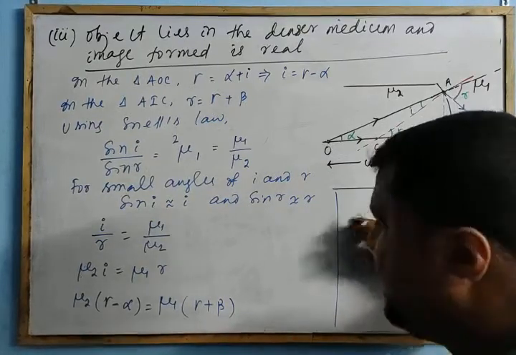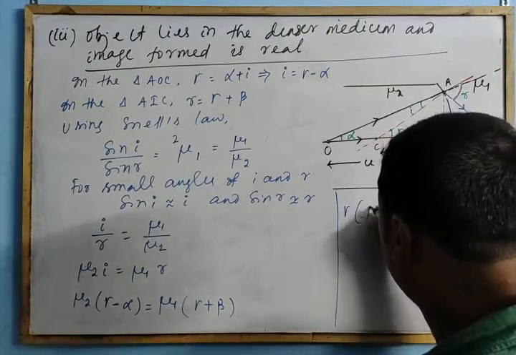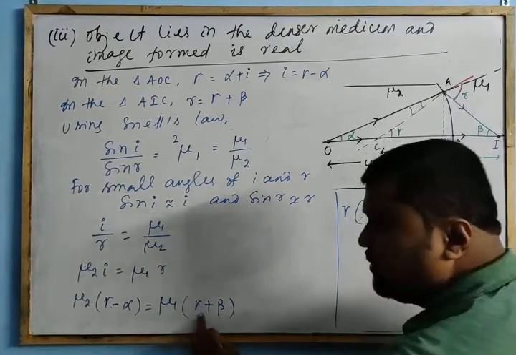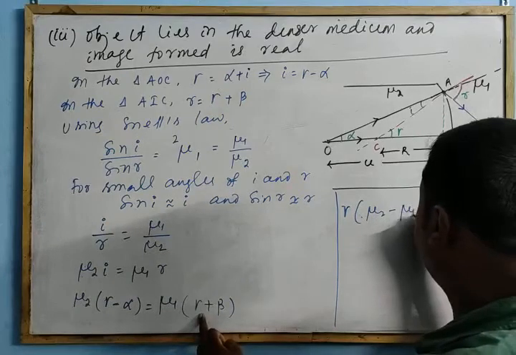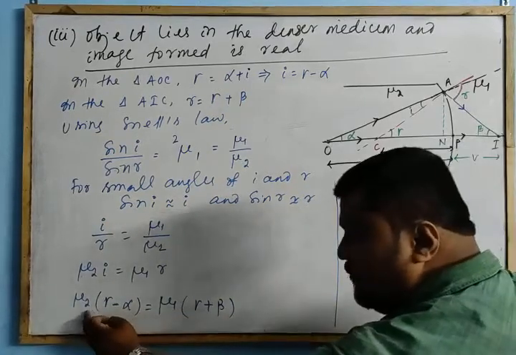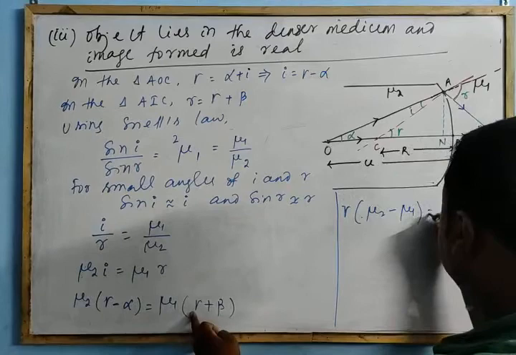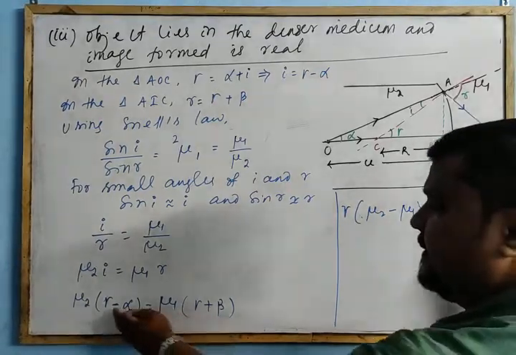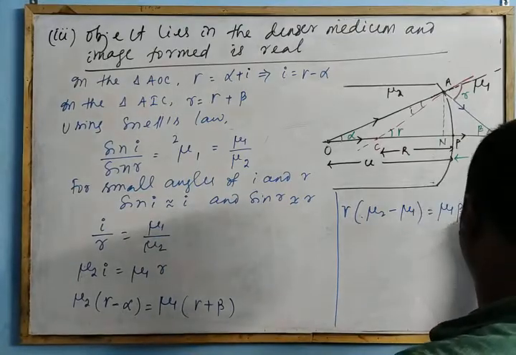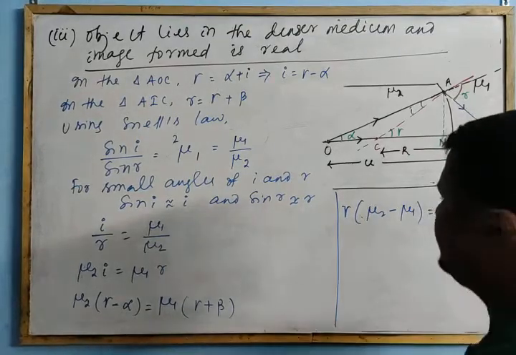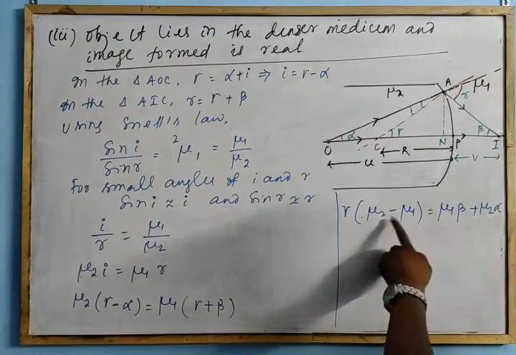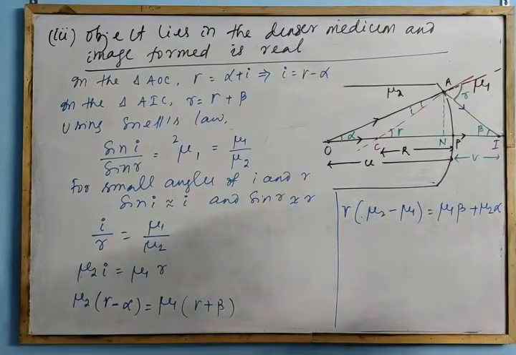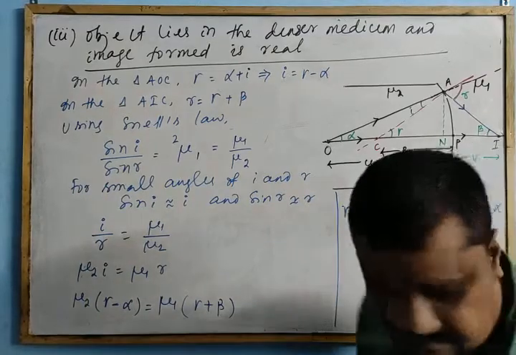Clear? Sorry, take gamma common. Mu2, this is gamma. Gamma of mu2 minus mu1 is equal to mu1 beta plus mu2 alpha. Yes or no? Gamma times (mu2 minus mu1) is equal to mu1 beta plus mu2 alpha. Here, next part is what?